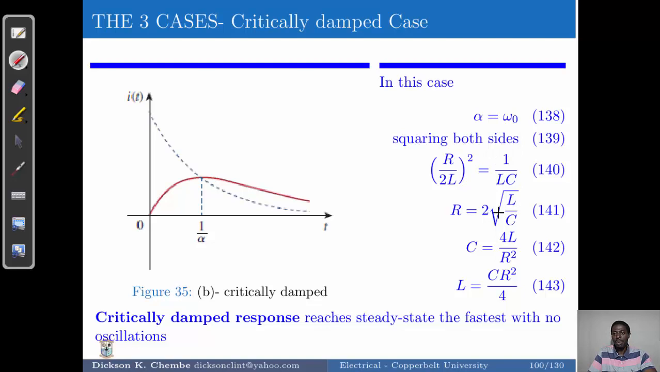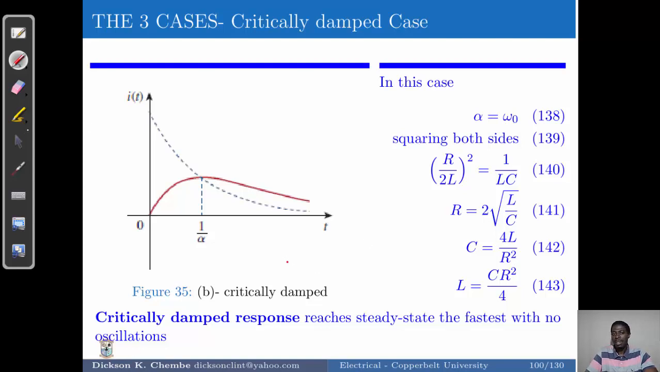And again, if we compare the ratios, if they are equal, you find that the resistance value here is going to be equal to this value. The capacitance value is going to be equal to that. The inductance value is going to be equal to that. More or less a balanced system.